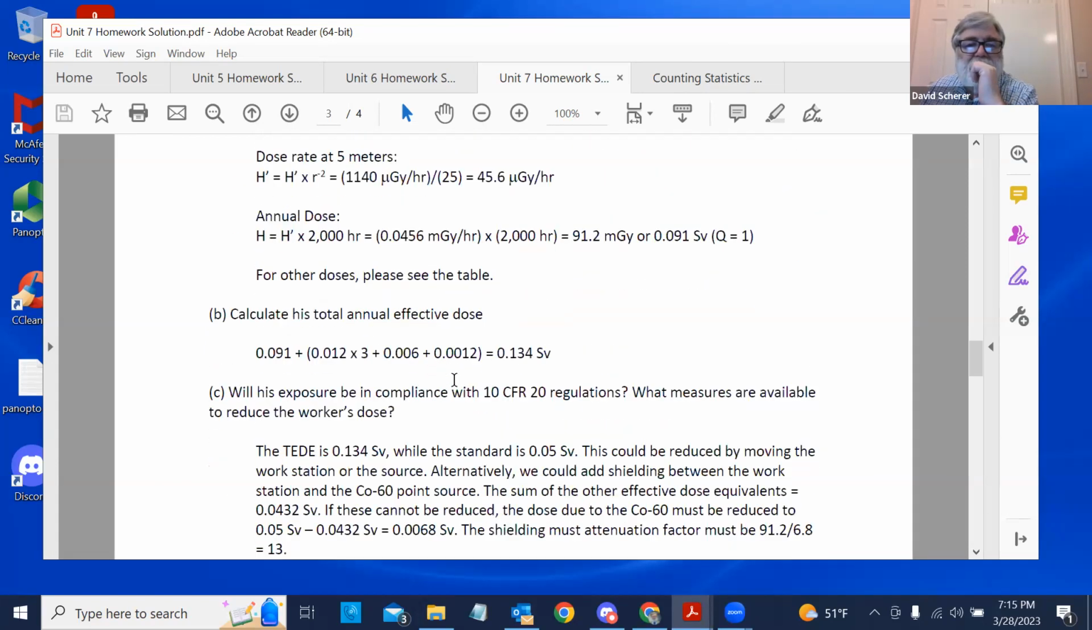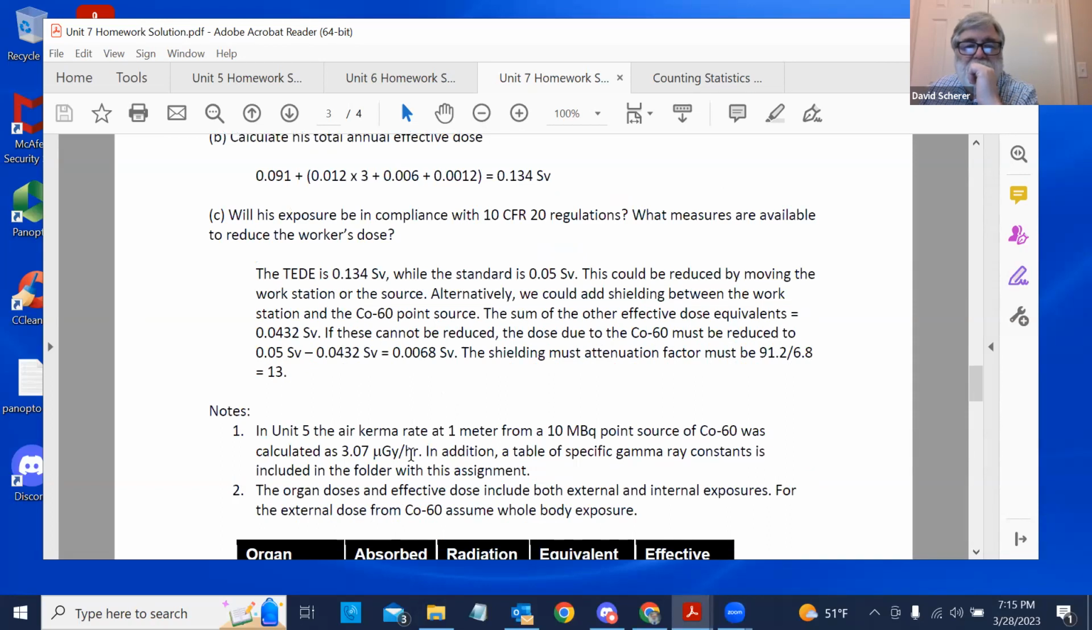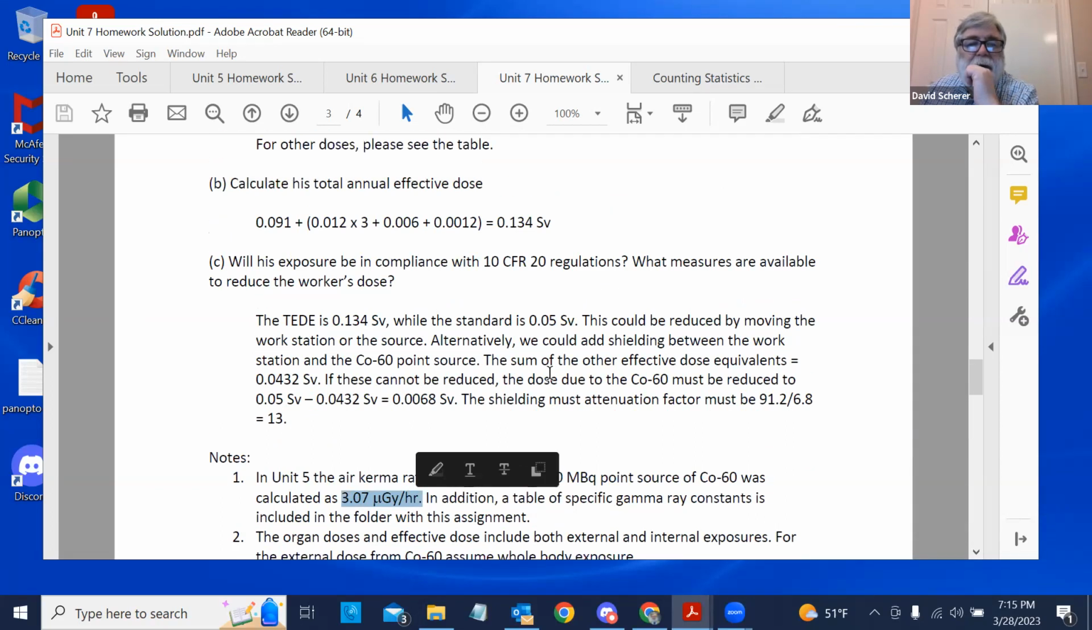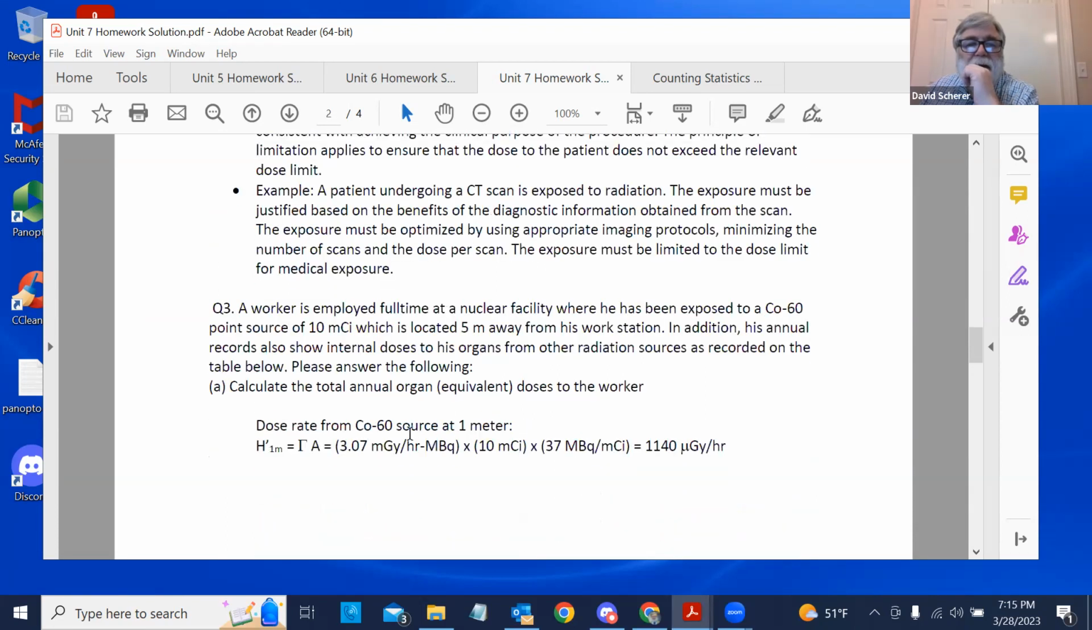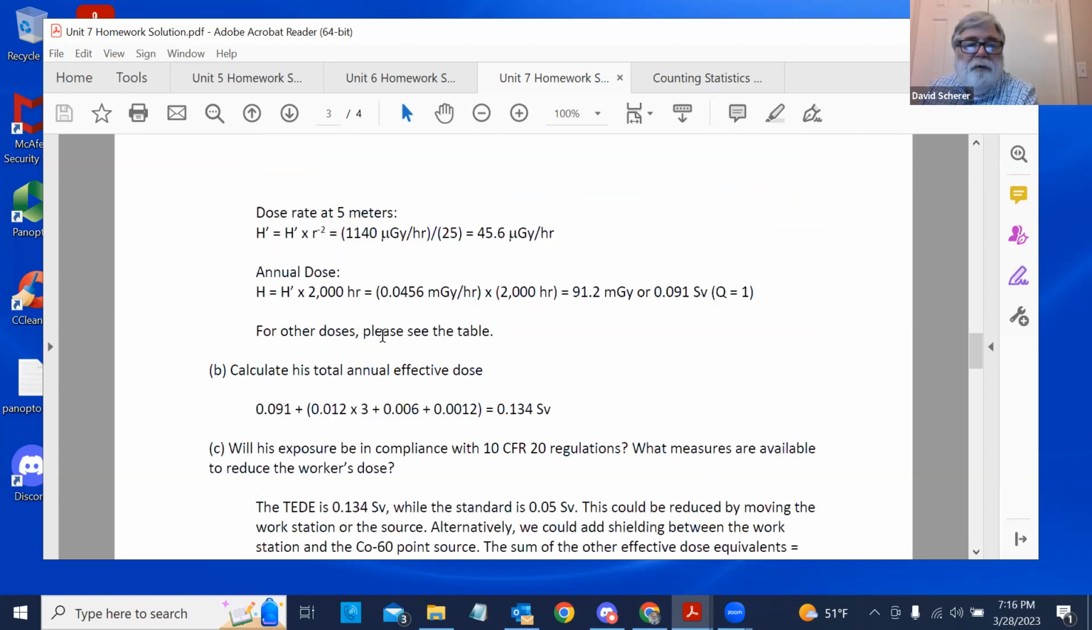Let me see what it tells me here. Oh, it was microgray per hour. That was what we calculated. So I'm glad I didn't make a mistake. Microgray per hour per megabecquerel. I have 10 millicuries, which is the same as 370 megabecquerels. So I did my conversion here to get the activity in megabecquerels to make those cancel out. And I get a dose rate at a distance of 1 meter. So the gamma constant is for dose rate at a distance of 1 meter. I'm told he's 10 meters away.